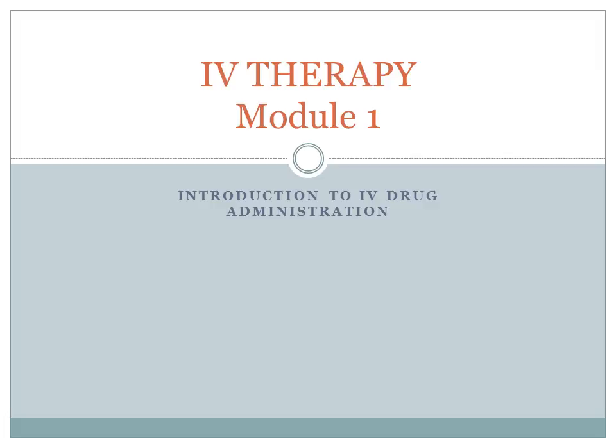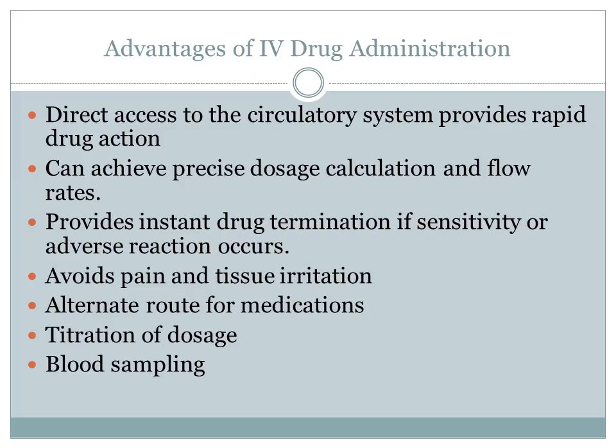Introduction to IV drug administration. When we're talking about IV drug administration, we understand that we have direct access to the circulatory system, so we have a really rapid drug action. Pulmonary circulation time through IV drugs will be approximately 12 to 15 seconds. And with systemic circulation time, it reaches the systemic circulation within 17 to 23 seconds. So it's very, very quick.